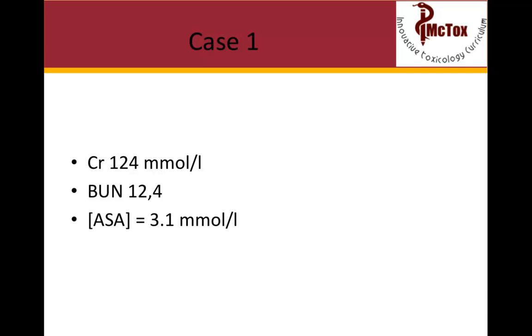Relevant laboratory investigations are shown here. It appears that she has renal impairment and an elevated serum ASA level.